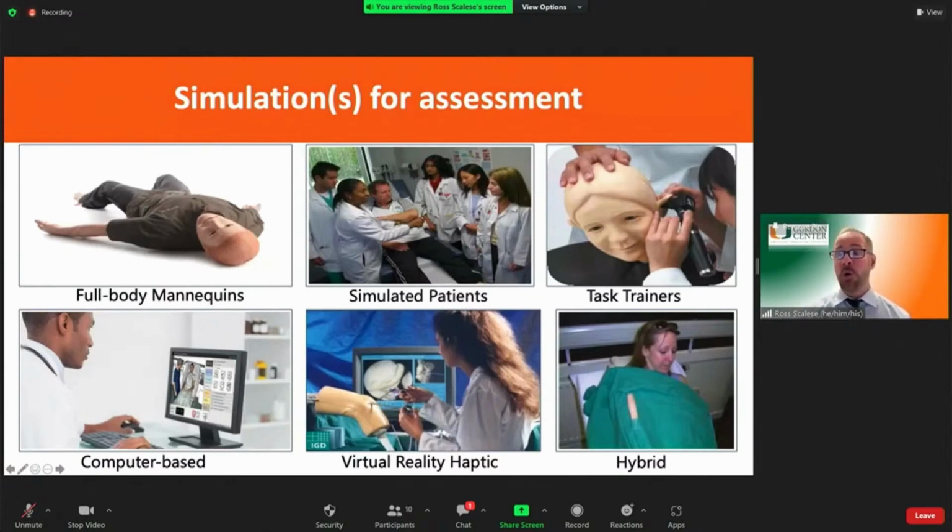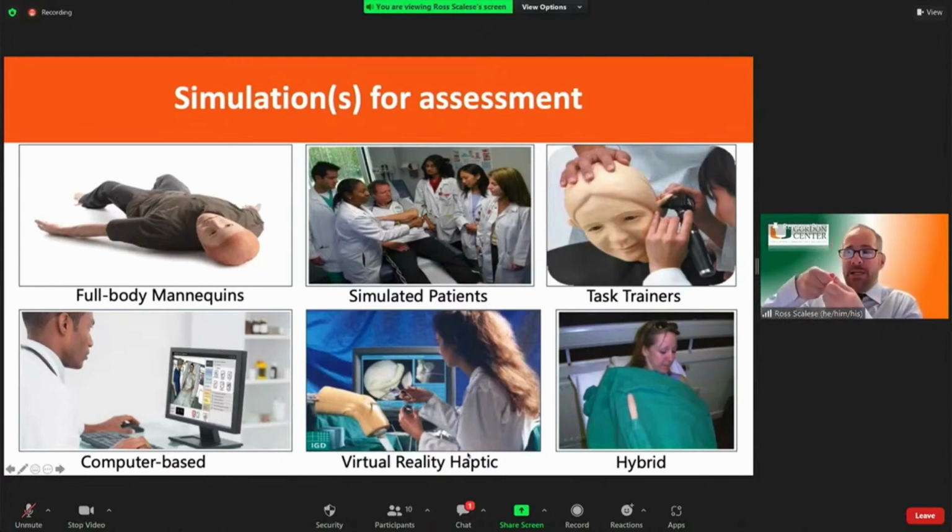Certain of our newer simulations incorporate virtual reality elements. Okay, we actually have a physical task trainer that we touch, but as we're manipulating it, in this case, doing an arthroscopic procedure, the image that I see of the inside of that joint is actually virtually created by a computer. And some of these very sophisticated models have haptic technology, which is the pressure and the force feedback that you get.